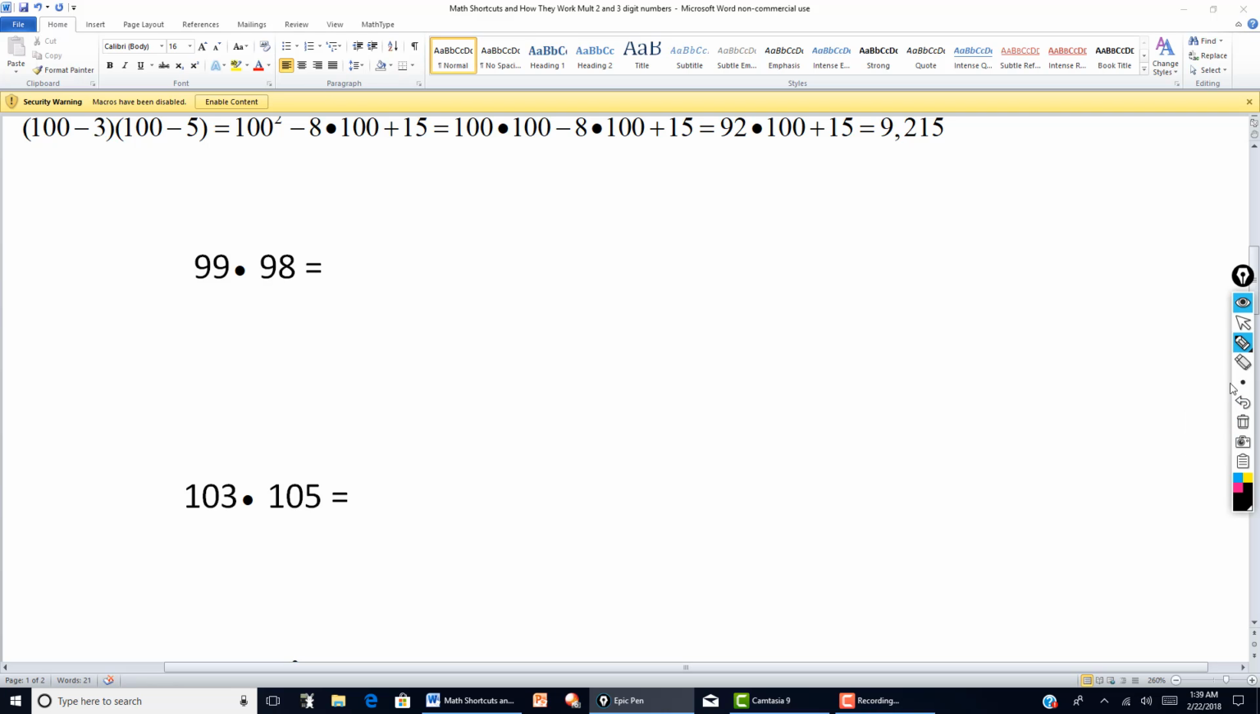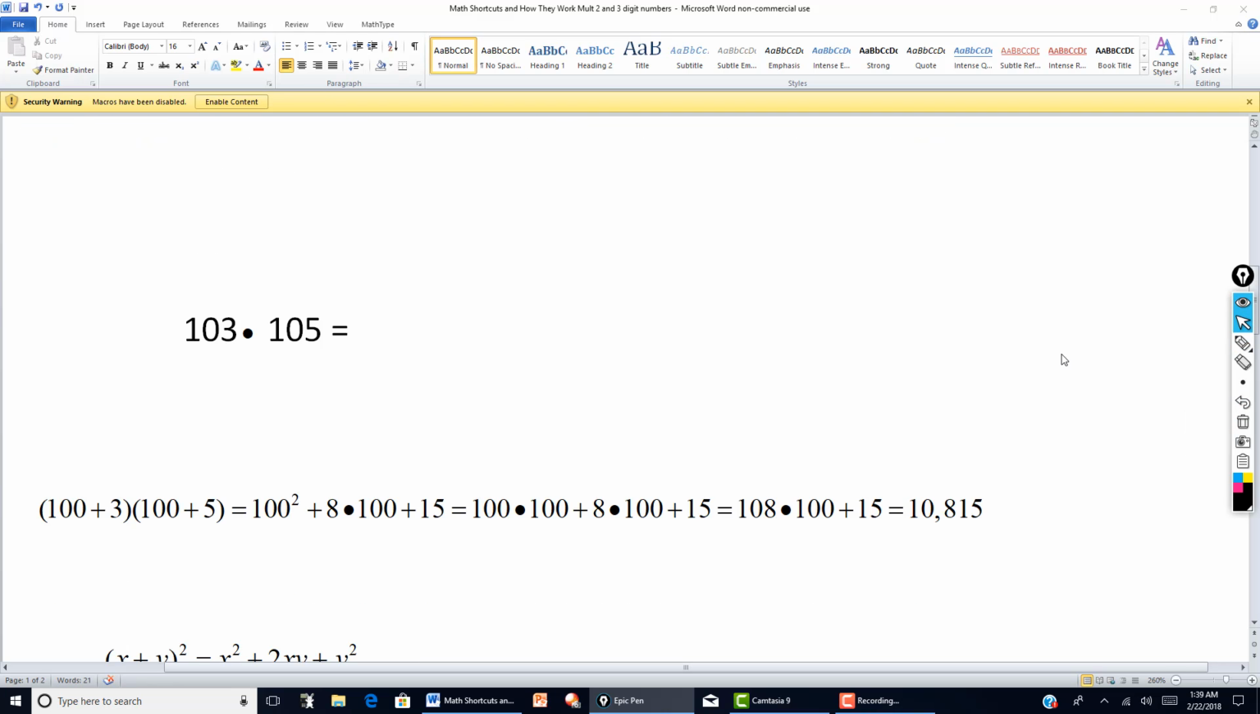Do this. And now this is why it works the way it does. I took the 103 and I wrote it as 100 plus 3. The 105 I wrote it as 100 plus 5, and then just multiply this. Just like multiplying binomials. So the first term, 100 times 100 is 100 squared. And then 100 times 3 is 3 times 100. 5 times 100 is 5 times 100.